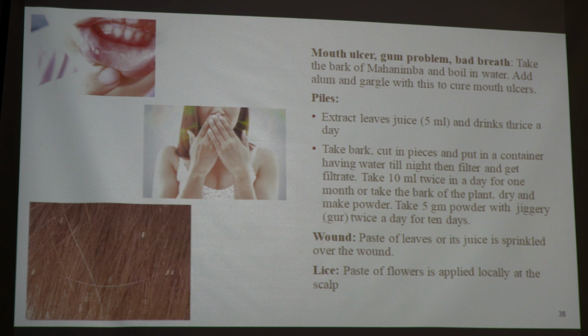In piles, extract leaf juice and drink thrice a day, or you can do the next method. Take bark, cut in pieces, put it in a container having water till night, then filter it and get the filtrate. Take 10 ml twice a day for 1 month, or take the bark of the plant, dry and make powder. Take 5 gram powder with jaggery. Jaggery is good. Twice a day for 10 days.